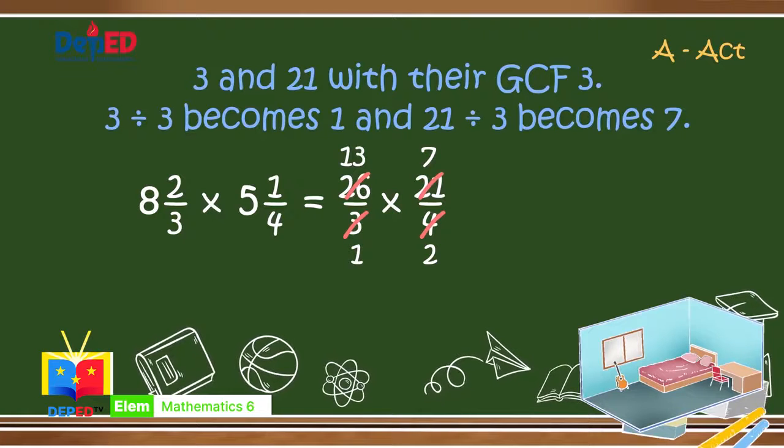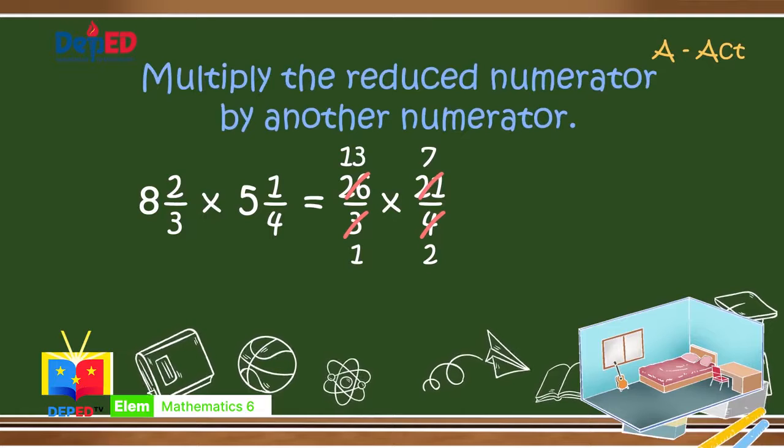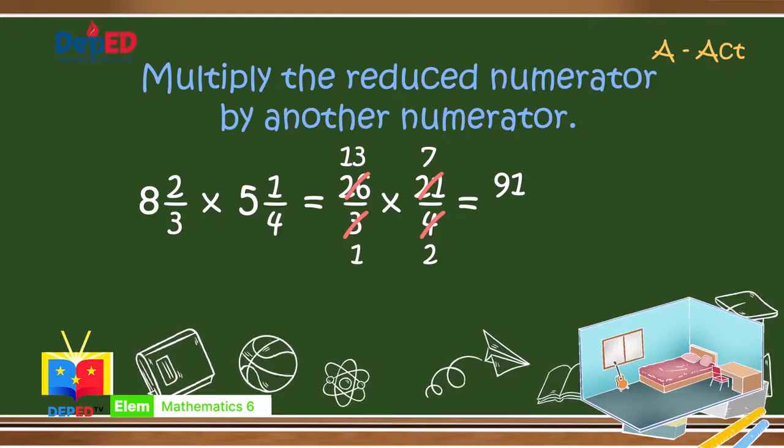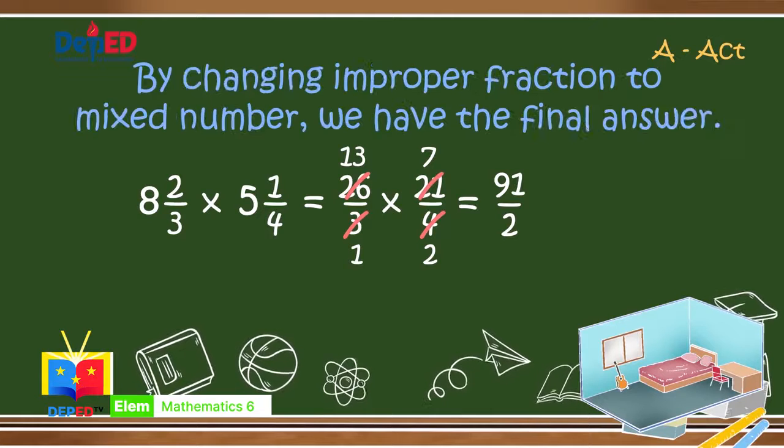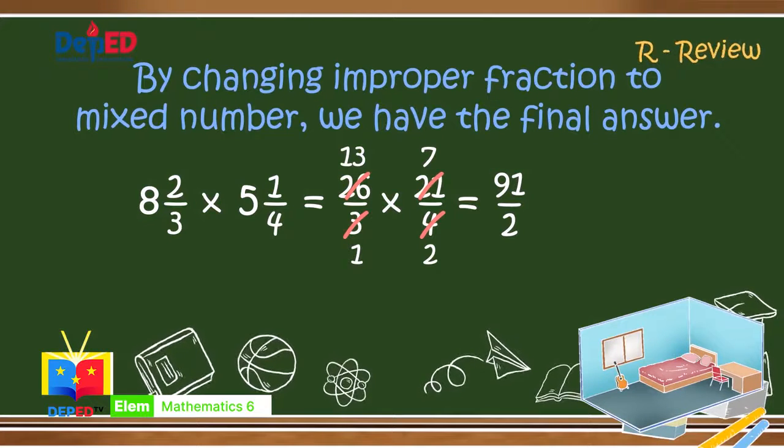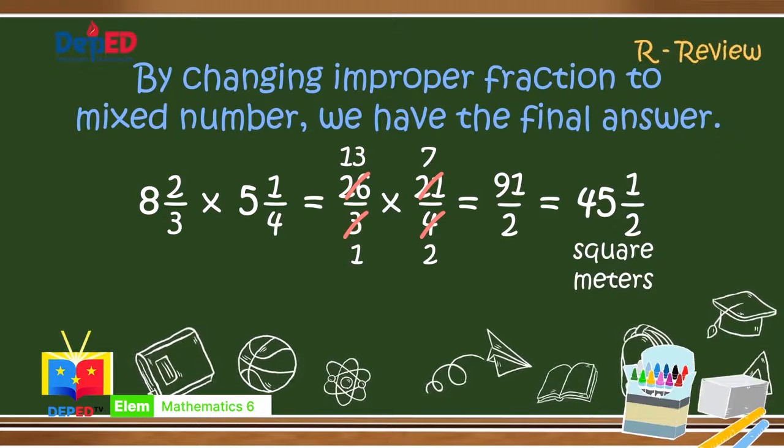Then, multiply the reduced numerator by the other numerator. 13 times 7 equals 91. Also, multiply the denominator by the reduced denominator. 2 times 1 equals 2. Now, we have 91 halves. By changing the improper fraction to a mixed number, we have the final answer, 45 1/2 square meters.